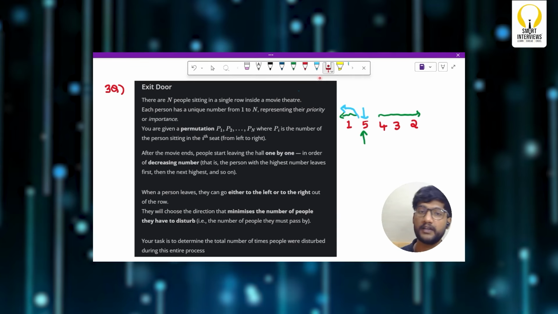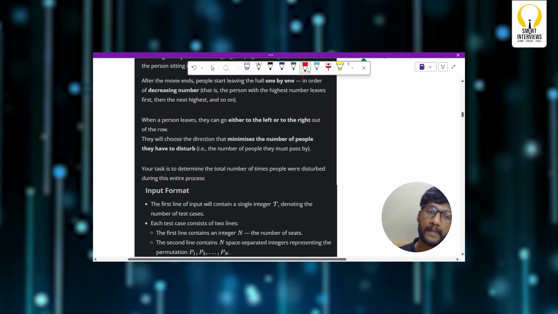Your task is to determine the total number of times people were disturbed during this entire process. So this you are supposed to calculate.